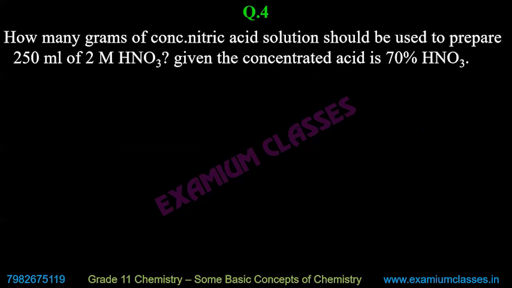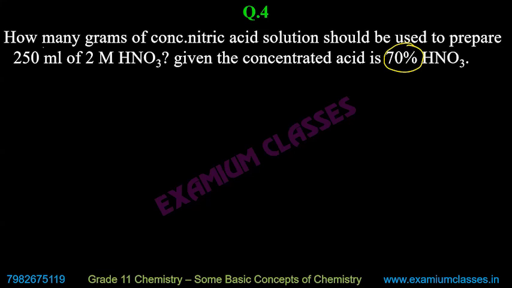Next question: how many grams of concentrated nitric acid solution should be used to prepare 250 milliliters of 2 M HNO3, given the concentrated acid is 70% HNO3? Now it is given that 70% HNO3 means 100 grams of solution will have only 70 grams of actual HNO3. The rest will be water.